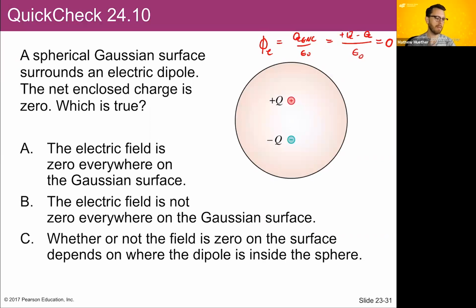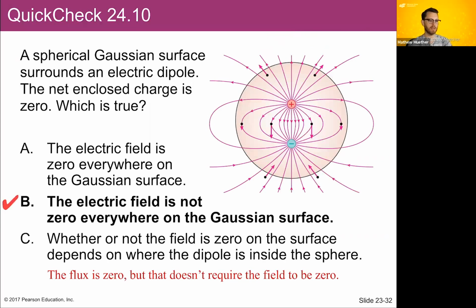But does that mean that the electric field is 0 everywhere on the surface? Well, we know what the electric field looks like coming from a dipole. We solved for that in the last chapter and drew the electric field lines. And remember, it looks something like this. Very close to the positive charge, the electric field lines move away, and then they return back to the negative charge. Look at what's happening at the surface here, right?